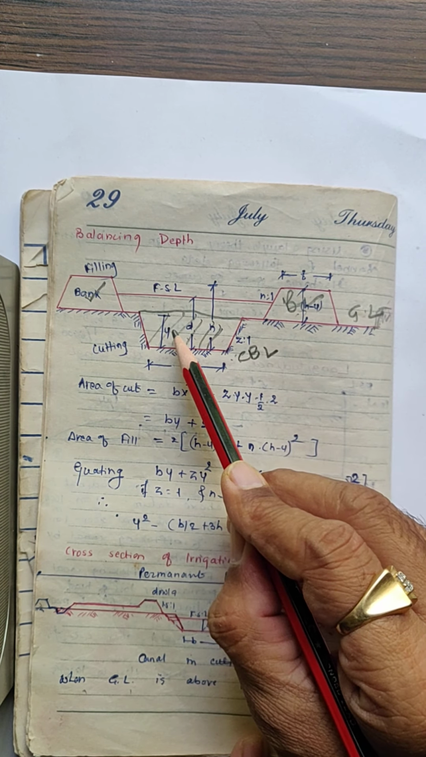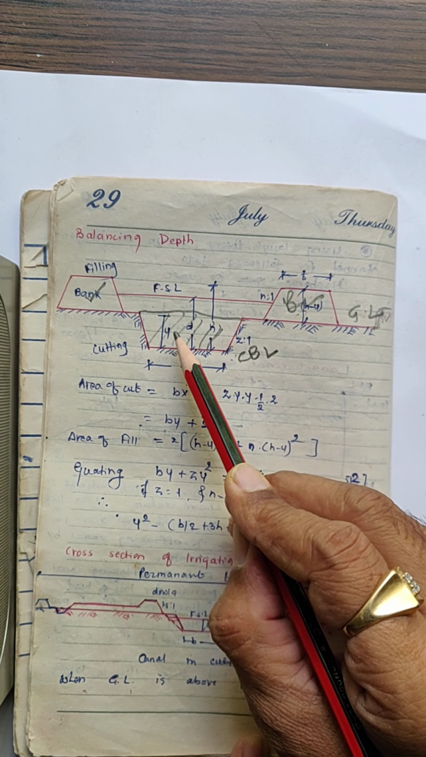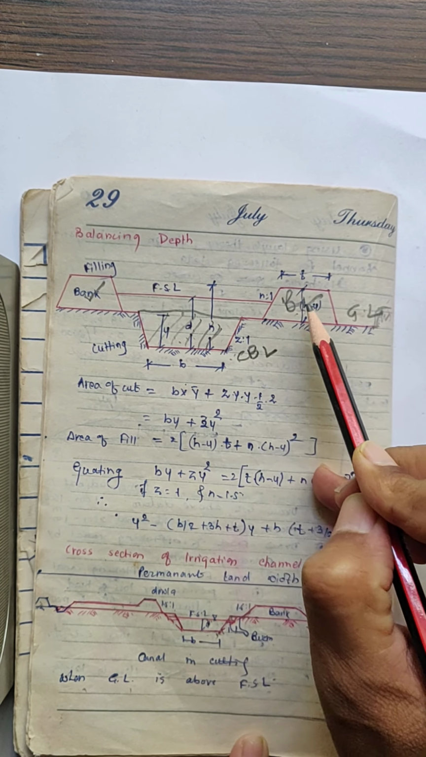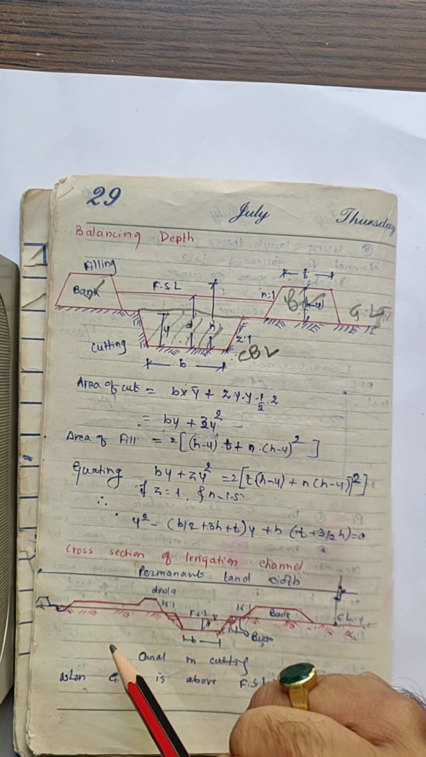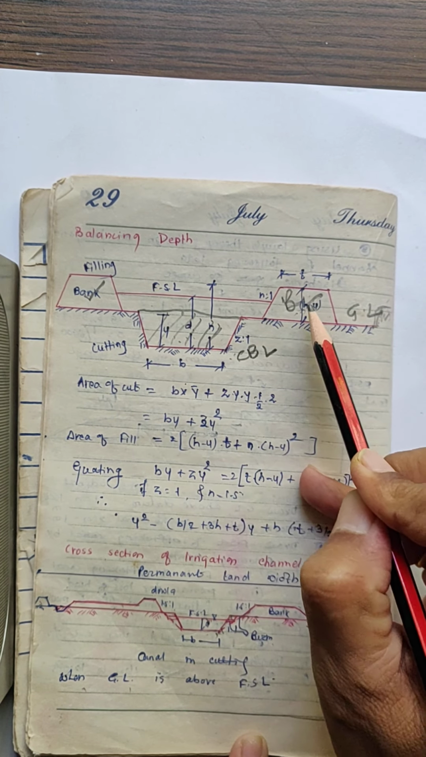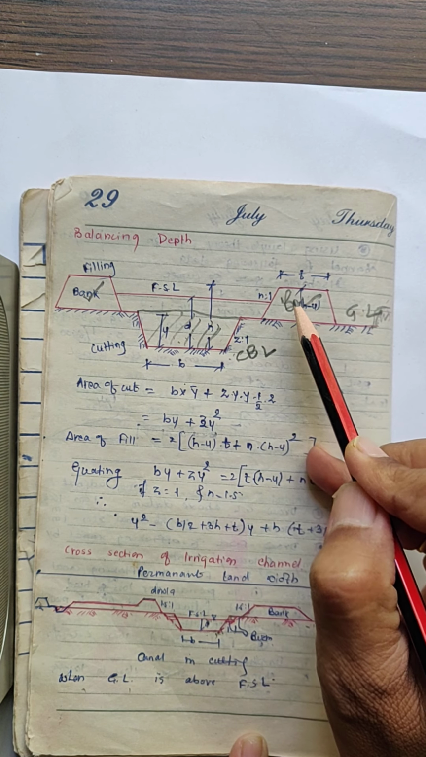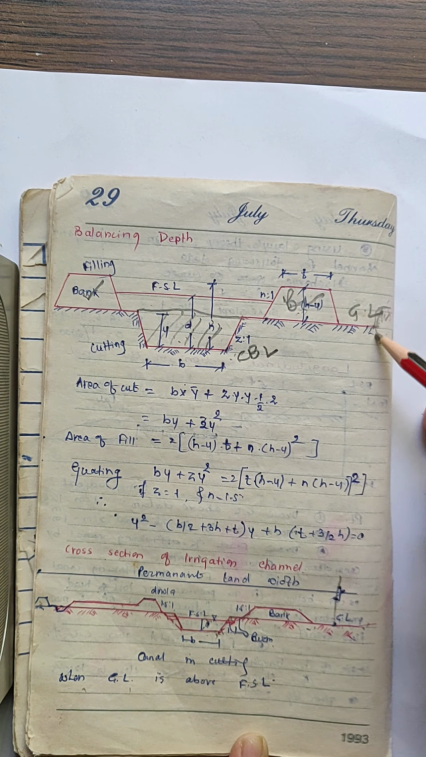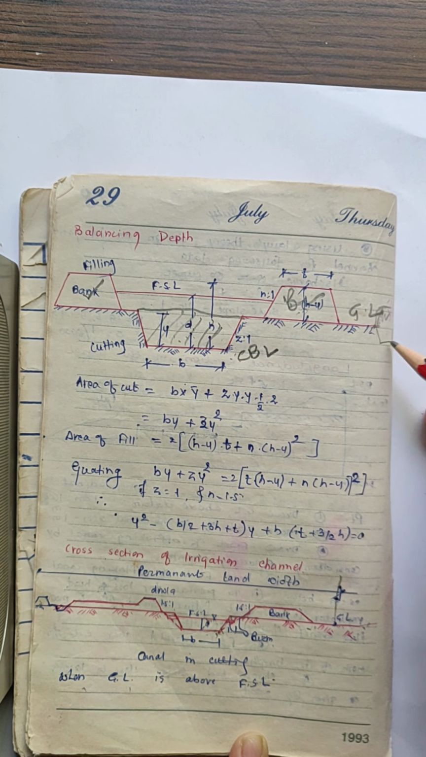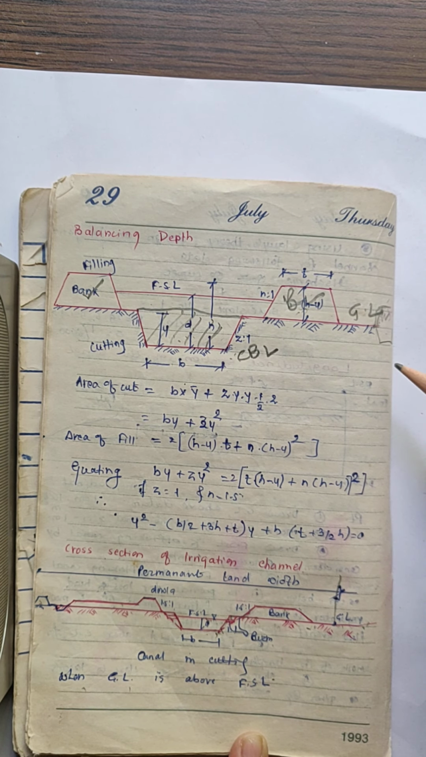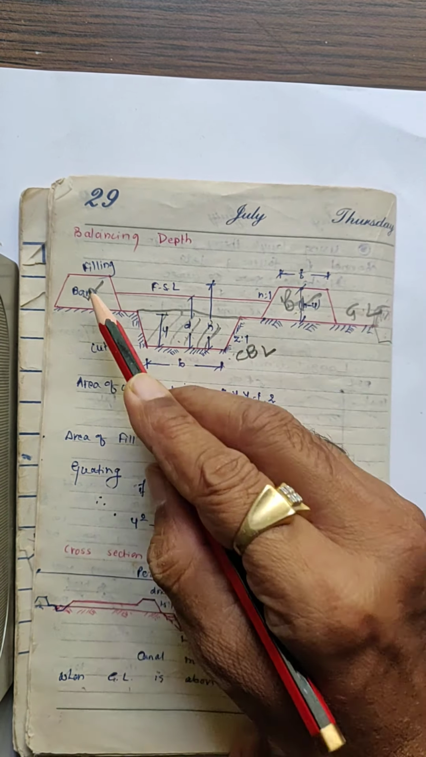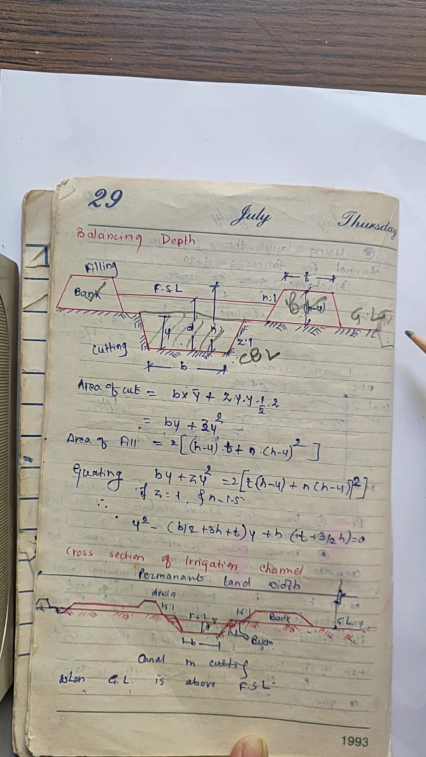Similarly, when the depth of excavation is less, the total volume of excavated material is not sufficient for banking. Then what will we have to do? We will have to bring some excavated material from elsewhere to here. That means there will be cuts, which you can call borrow pits. This material will be excavated and provided here for banking. Again, for these borrow pits, you will have to acquire land.